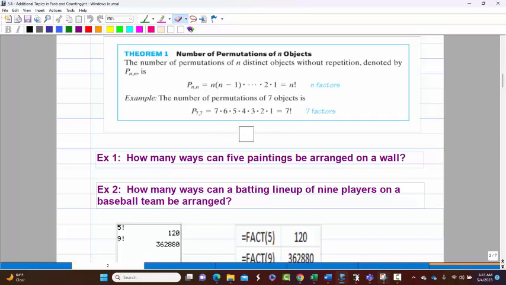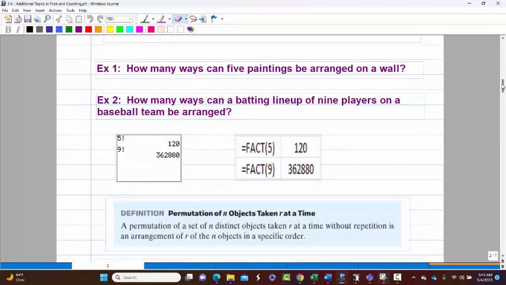So like this says, how many ways can 5 paintings be arranged on the wall? It would just be 5 factorial. So if you had 5 paintings and you're trying to decide which arrangement you like the best, you've got 120 choices to pick out of which one you like.